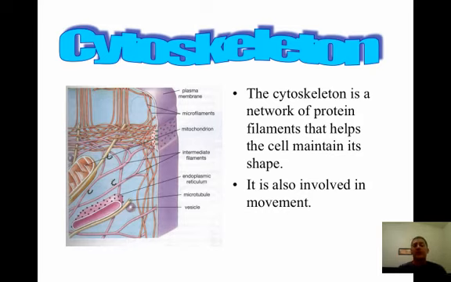As always, if you have any questions, please feel free to email me or ask me in class. Do whatever you need to do to get this material. We will be making some note cards over all the organelles, and we will be looking at some different types of cells under microscope slides.